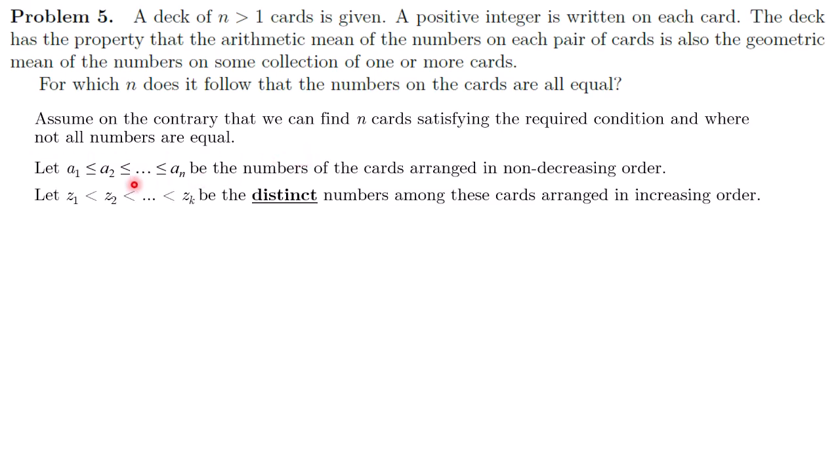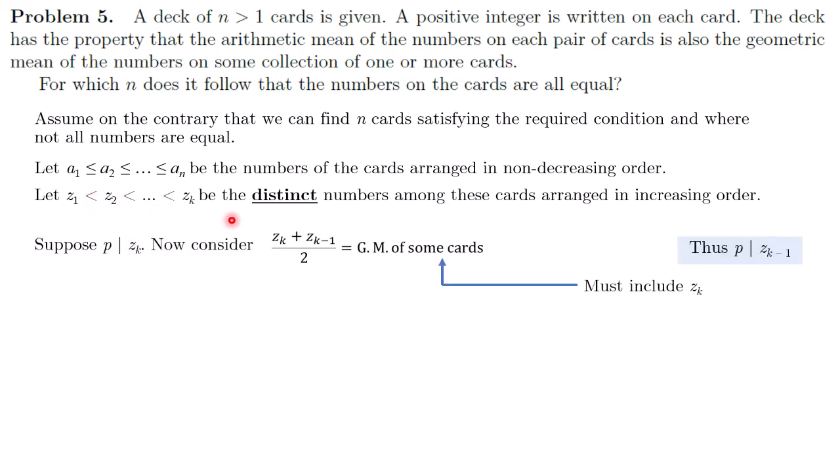Now for purposes of having some notation, I'm going to let A1 to AN be the numbers of the cards arranged in non-decreasing order. But more importantly, I'm going to be ignoring multiplicity and let Z1 to Zk be the distinct numbers among these cards arranged in increasing order. So for example, if the cards are 1, 1, 2, 5, then I will have 1, 2, 5 being the distinct numbers. Okay, and the key step here is to consider what happens if a prime p divides the largest number.